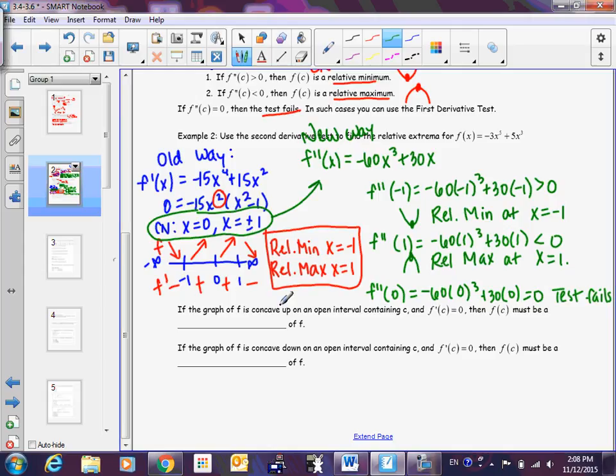If the graph of f is concave up, so you can even just draw a little picture, the place where f prime is 0, that x value, gives you a relative min, and you can just look at the picture. Oh, it's a min, it's the smallest point. Likewise, concave down, that would be a relative max.